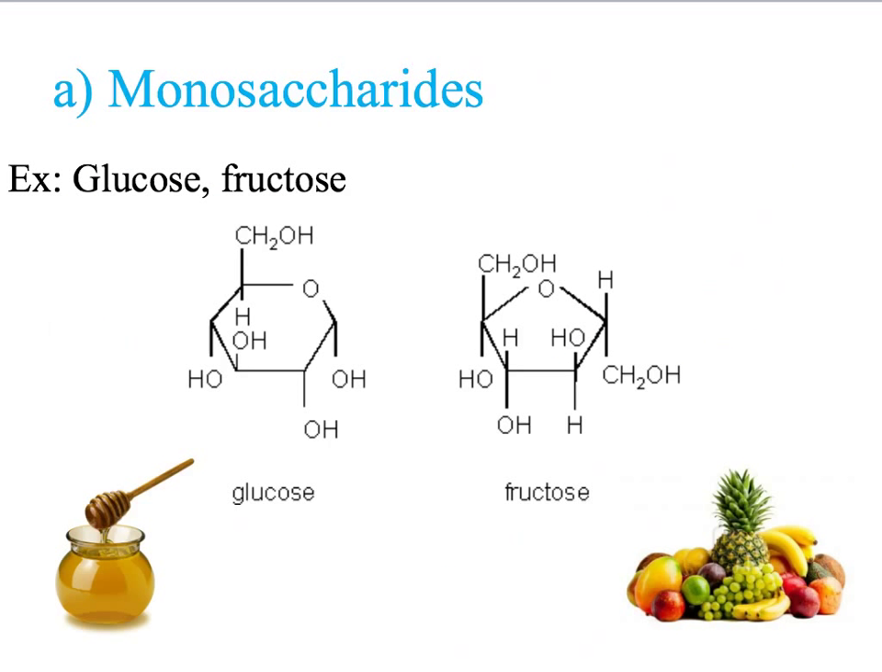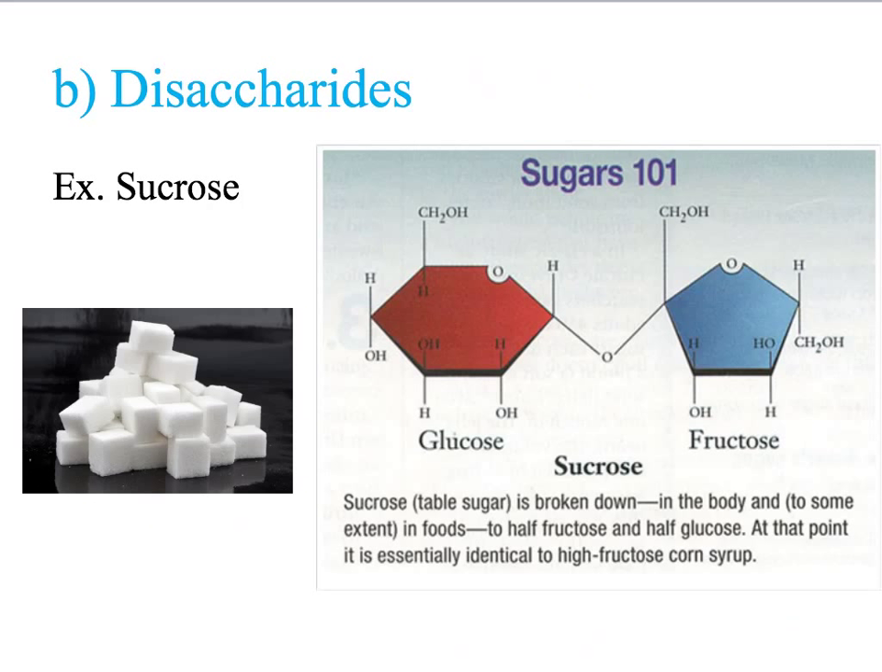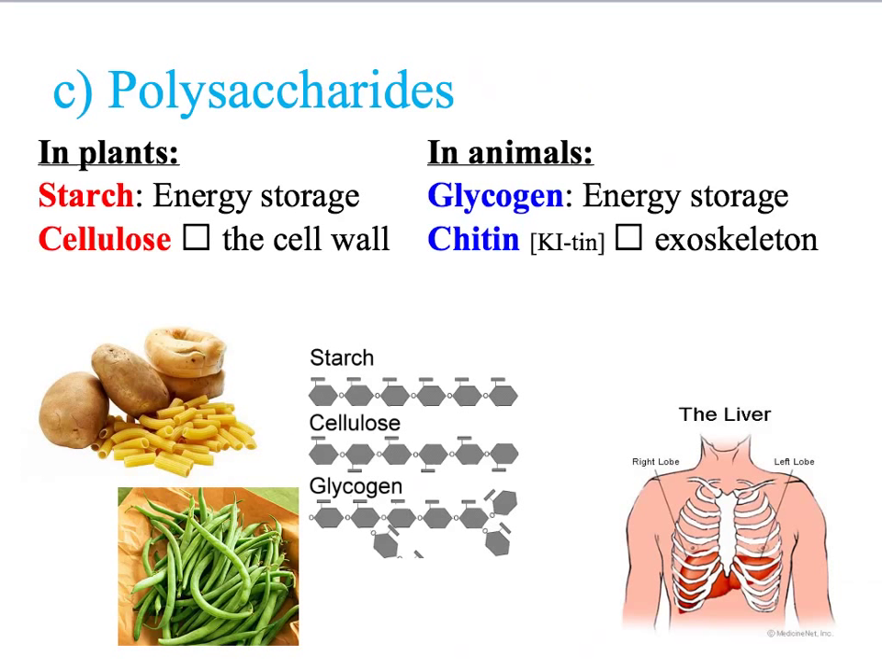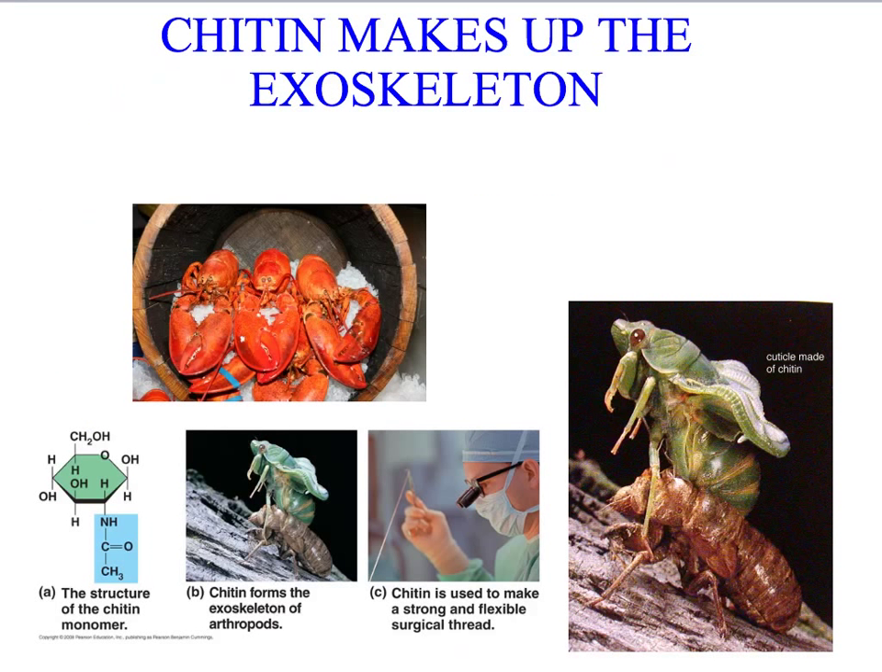An example of monosaccharides would be glucose and fructose. An example of disaccharides would be table sugar, also known as sucrose. Starch is an example of a polysaccharide only found in plants. It's used for energy storage. Cellulose is also only found in plants. In animals, we have glycogen. It's used for energy storage. And chitin is used to make exoskeletons. This is an example of how chitin makes up the exoskeletons of certain animals.